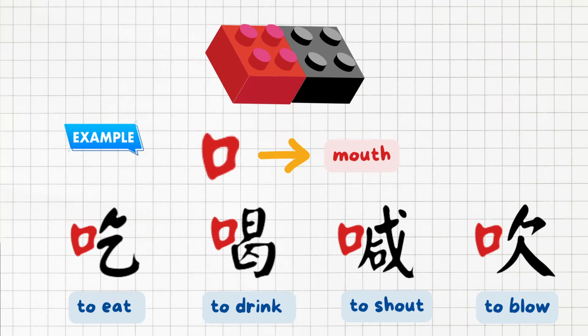Spoiler alert! In our next episode of this series, I'm gonna show you how to use the S-tier radicals to construct more characters and compound words.